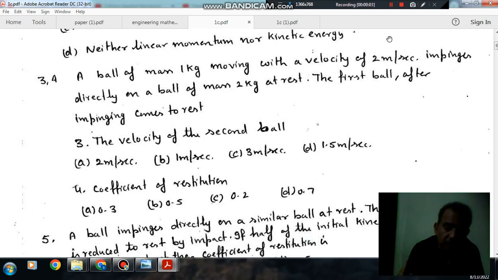Hello, welcome again. We are solving some questions of applied mechanics. The topic is collision. Question number 3 and 4 carries a common statement.